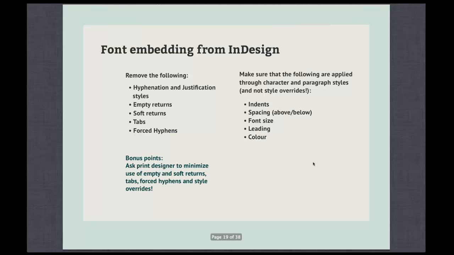So again, cleaning up your files, you'll want to remove hyphenation, justification, software terms, tabs, and then you'll want to apply paragraph styles without overrides, because overrides create a single instance. You probably want to remove that so that your CSS is a little bit cleaner. So: indent, spacing, font size, leading, and color.